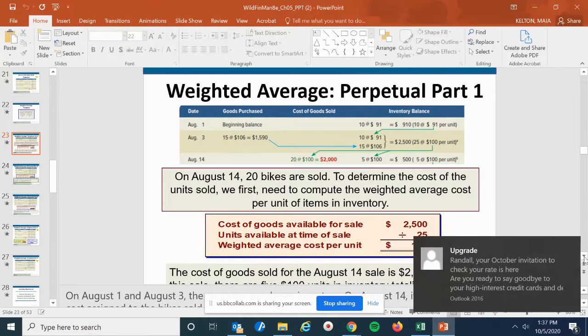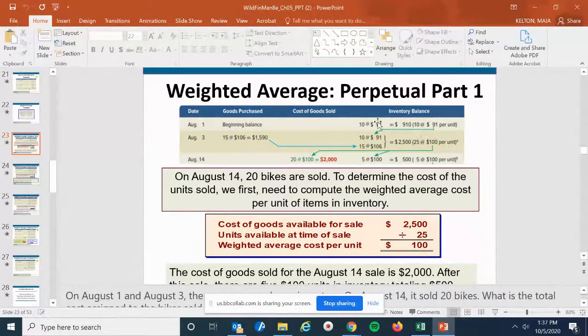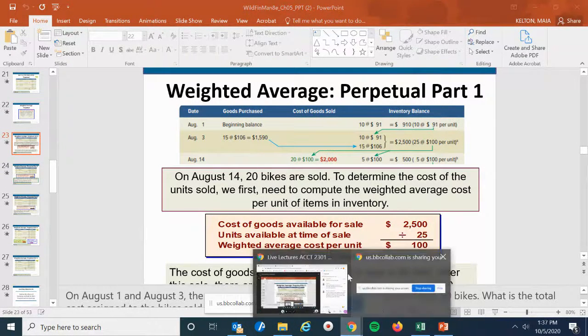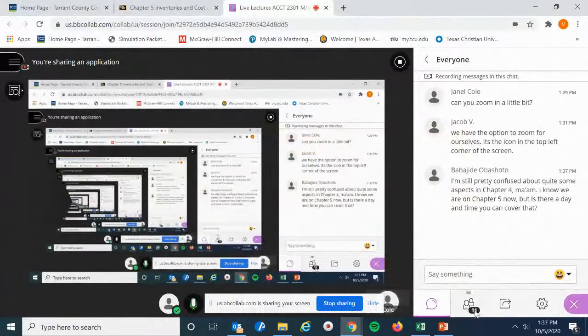So let's see what the units available are. They have 10 units in beginning inventory. They're buying another 15, so they have 25 units available to sell at that point in time. The cost of goods available for sale is $2,500, because the cost of the first 10 units is 10 times 91, or $910. The cost of the purchased units is 15 times 106. The sum of the two is $2,500.